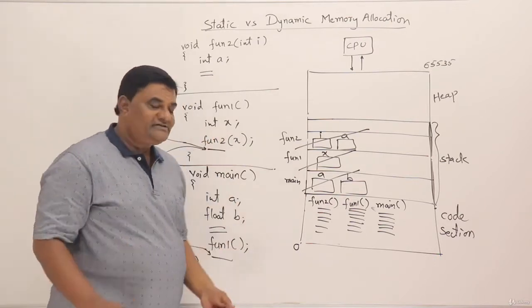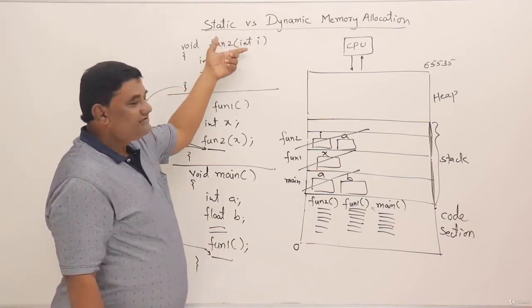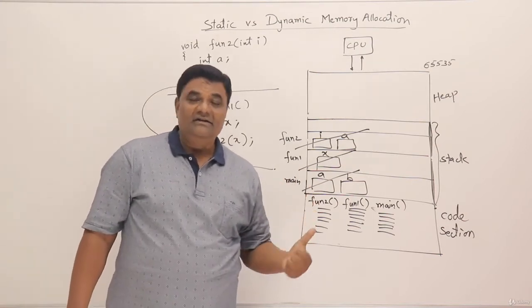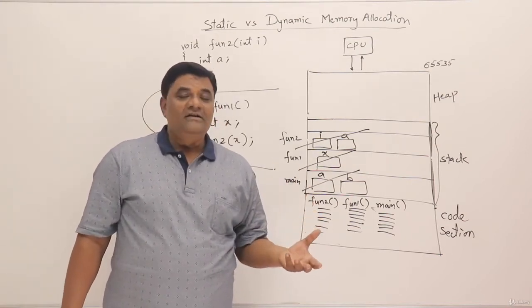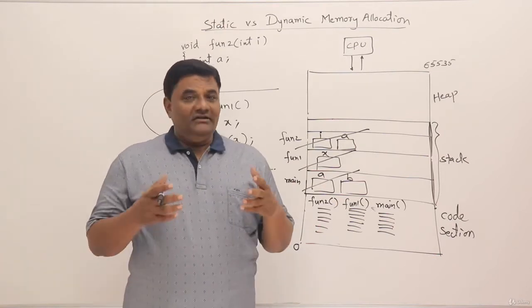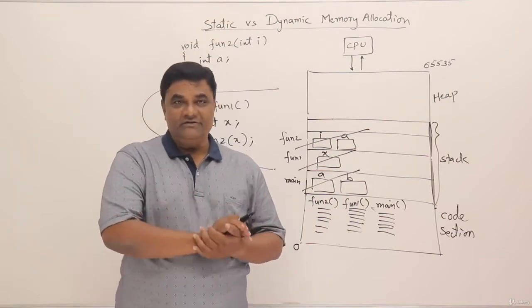So the conclusion is, whatever variables you declare in the program or whatever parameters your functions are taking, for all of them, memory is allocated inside the stack and it is automatically created and automatically destroyed when the function ends. Now next we'll talk about heap and see how memory is dynamically allocated from heap.